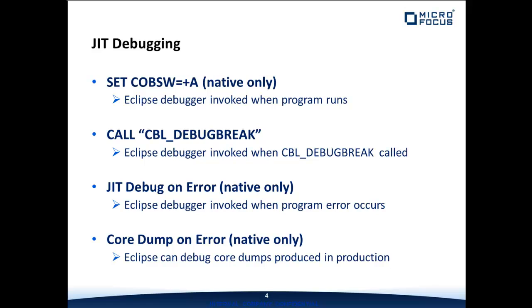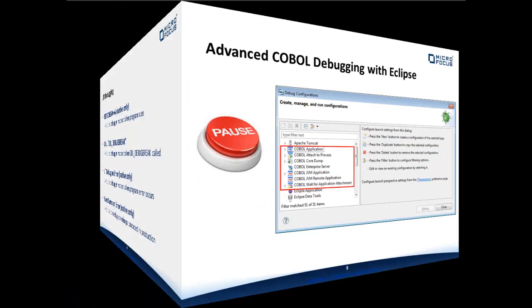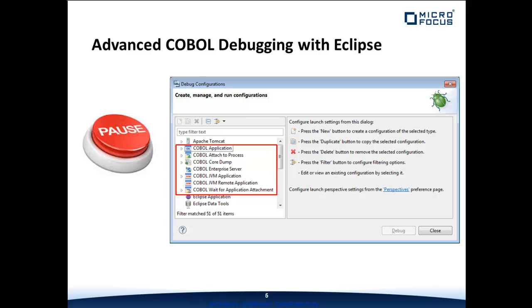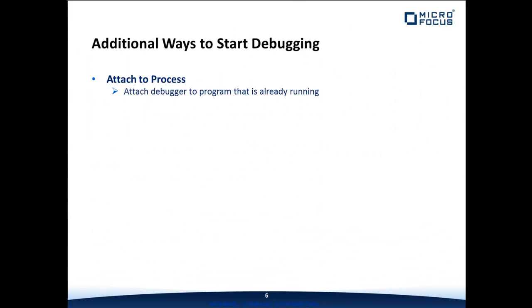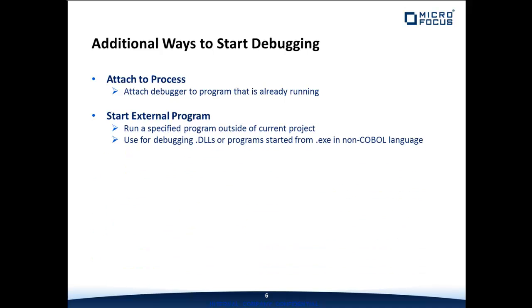There are a variety of advanced ways that the Eclipse debugger can be used for debugging your application. Some of the options that are available to you include Attach to Process. This allows you to attach the debugger to a program which is already running. Start External Program allows you to run a specified program outside the current project. This can be used for debugging DLLs or shared objects, or programs started from a non-COBOL language.